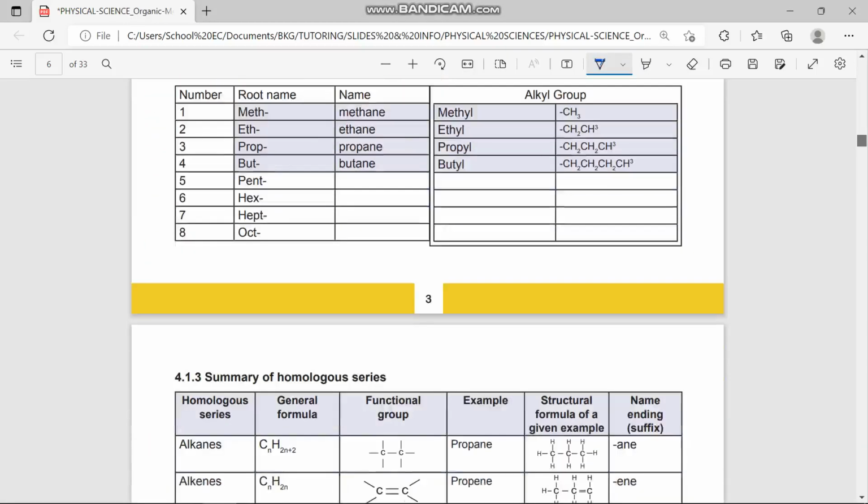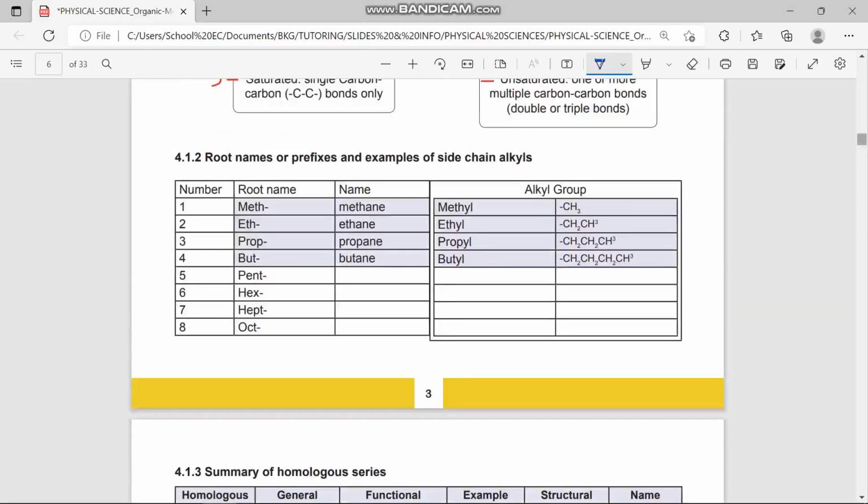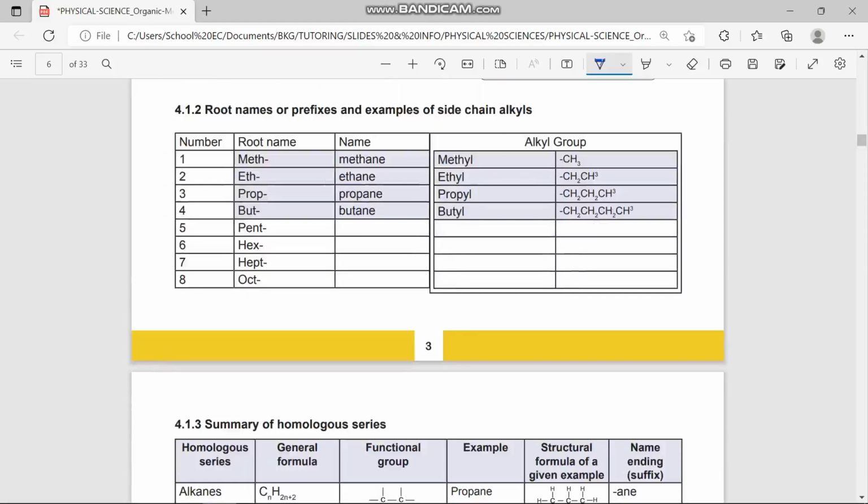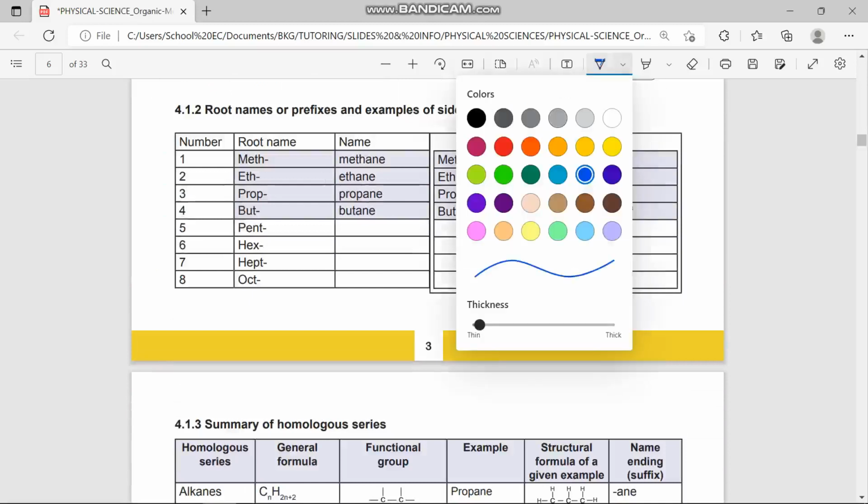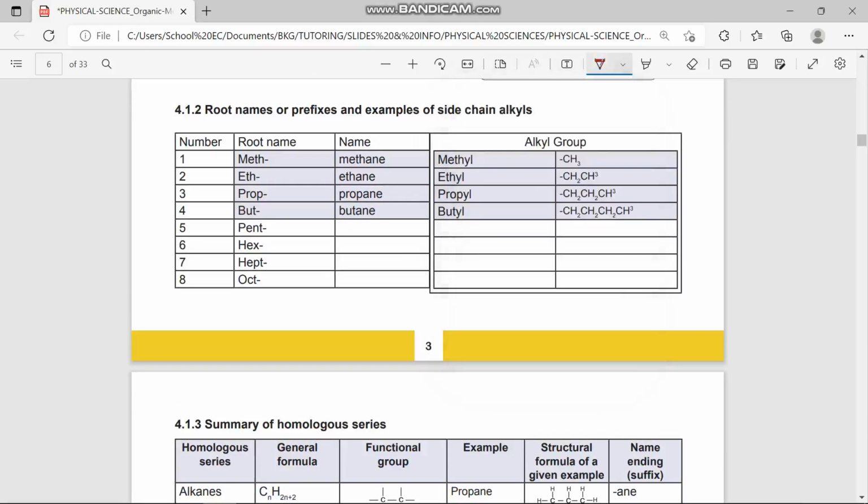So let's go down to the root names. This is very important, guys. No need to rush, don't worry, guys.